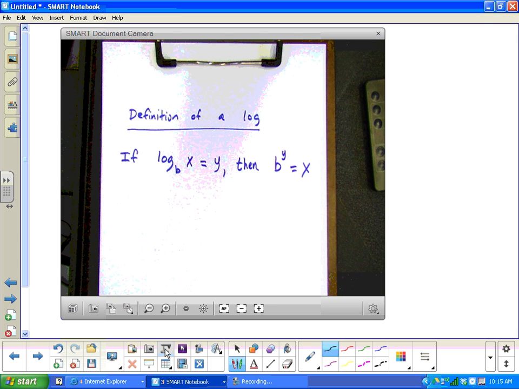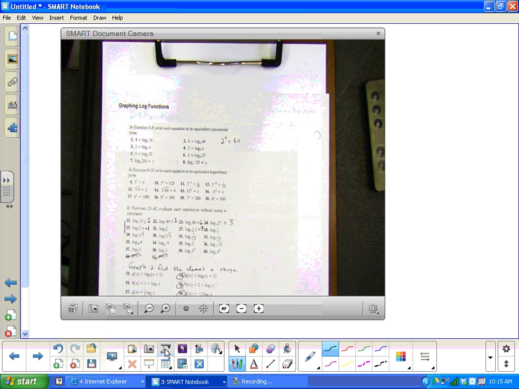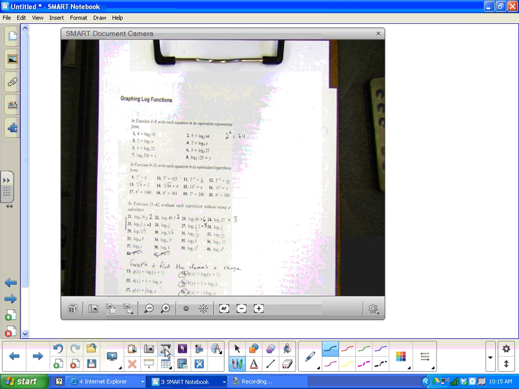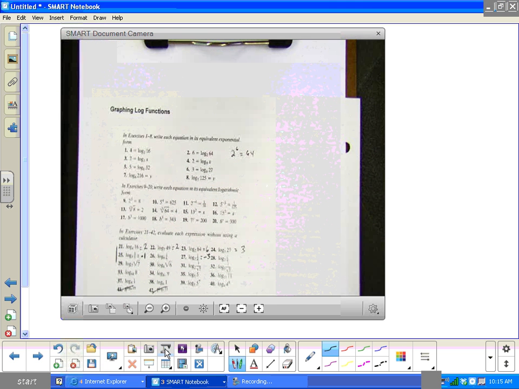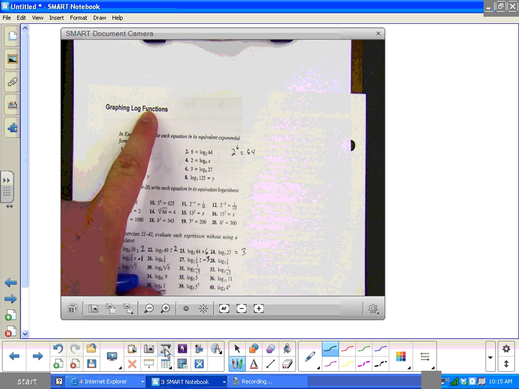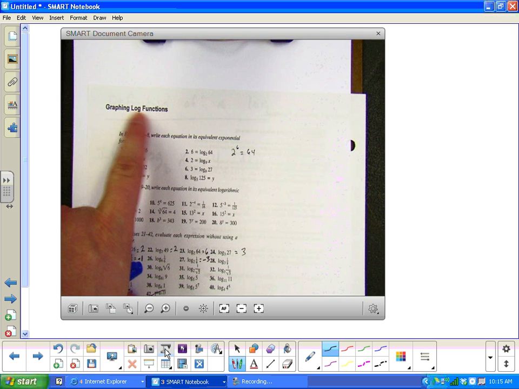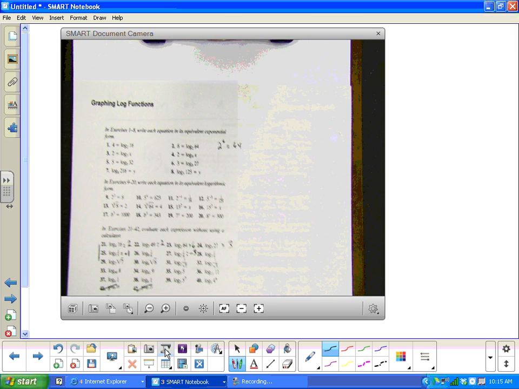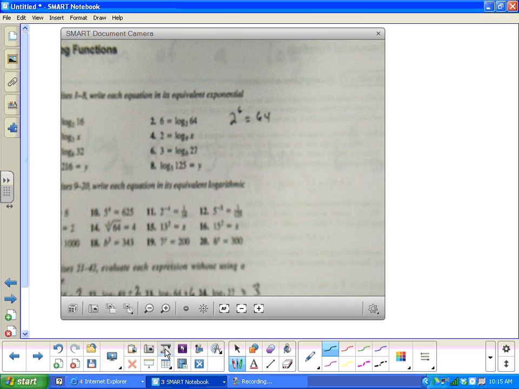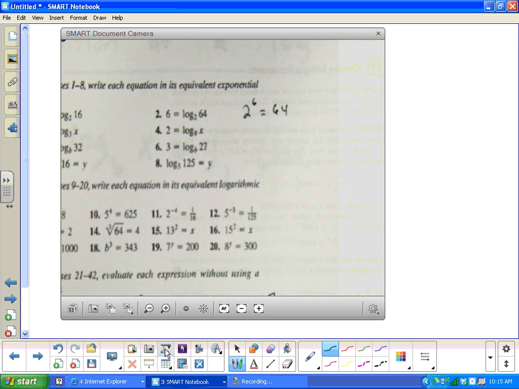Now, let's look at some of these problems from your worksheet on the graphs of log functions. What we're getting to, we graph exponentials. What I'm trying to get you to eventually, by the end of the class, is to graph a log function. That's something that you didn't do in Algebra 2. Now, let's look at these even problems right here.